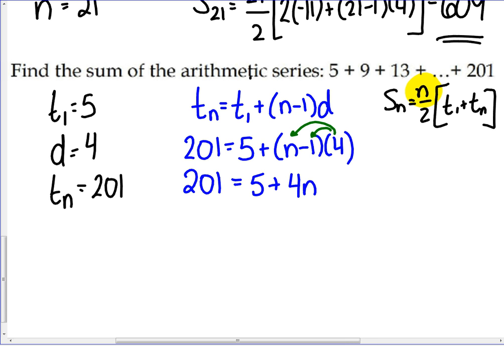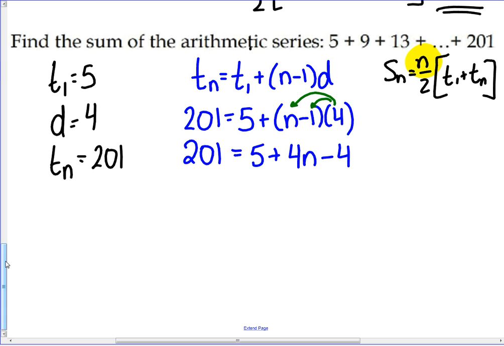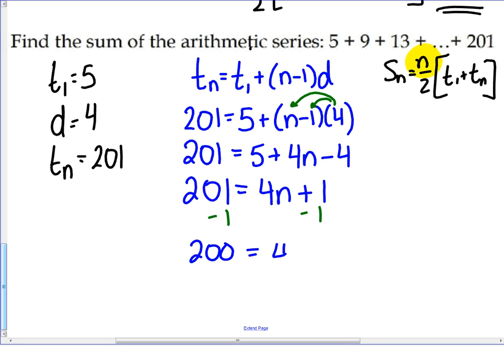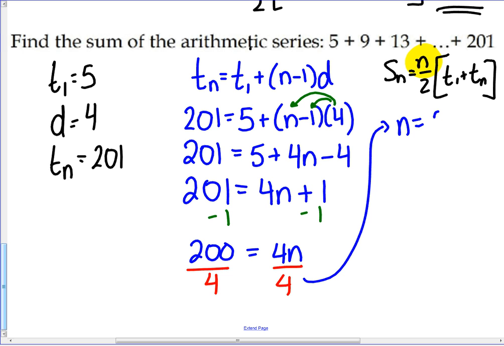Four times n is 4n. 4 times negative 1, negative 4. So 5 minus 4 is 1. What's our next step? Minus 1. Good. Now we have 200 equals 4n. Next step. Divide by 4. What do you get? 50. Now can we find our sum?